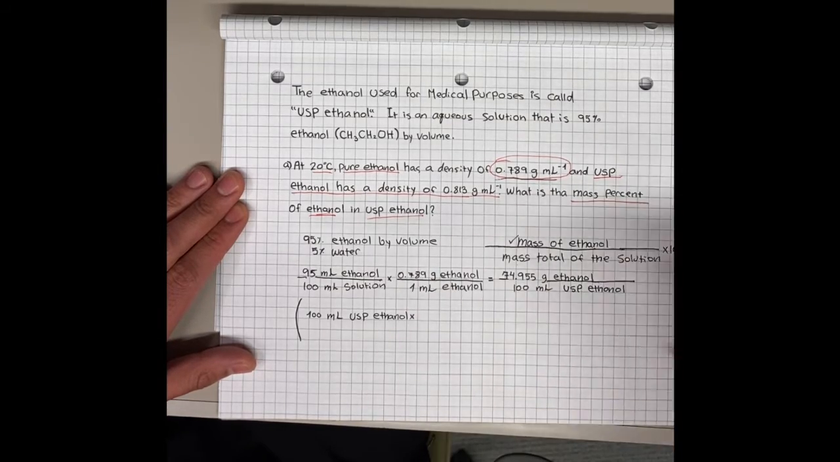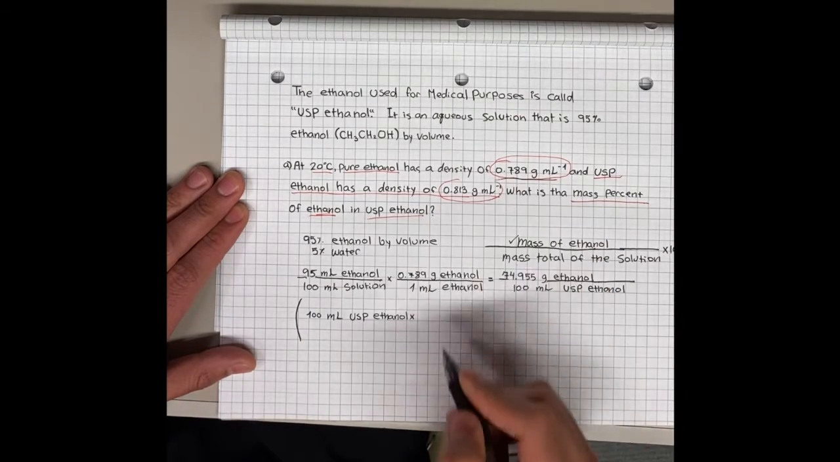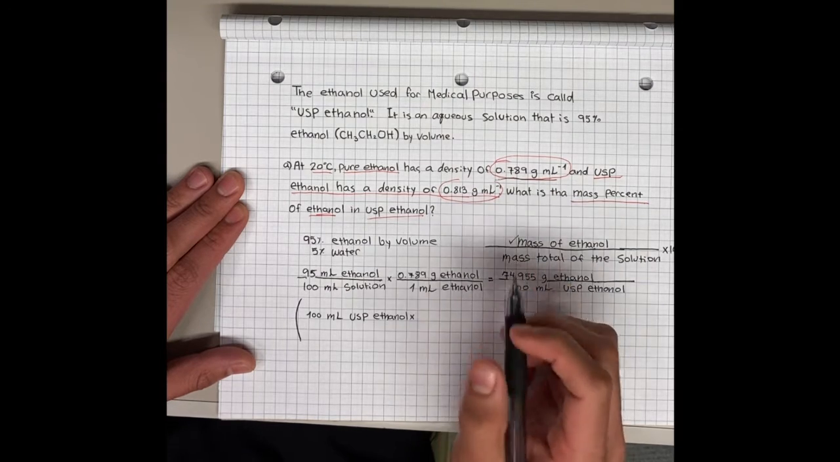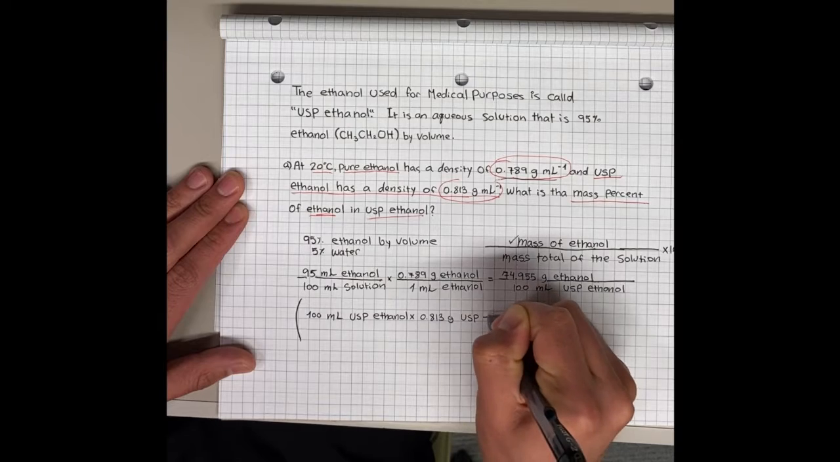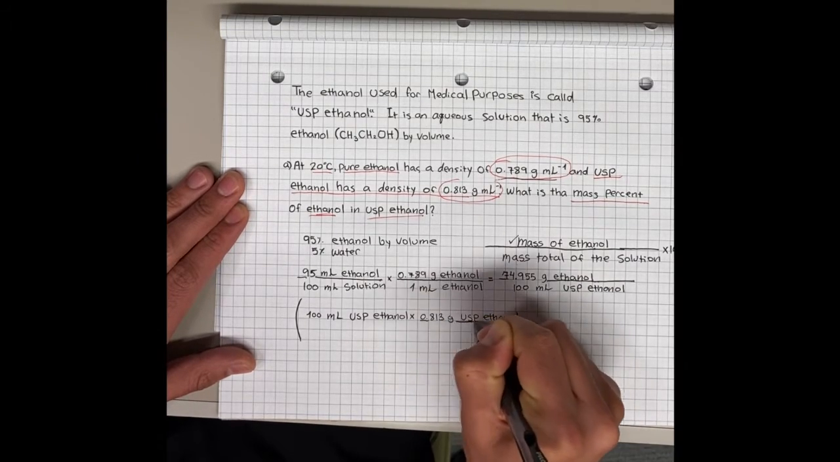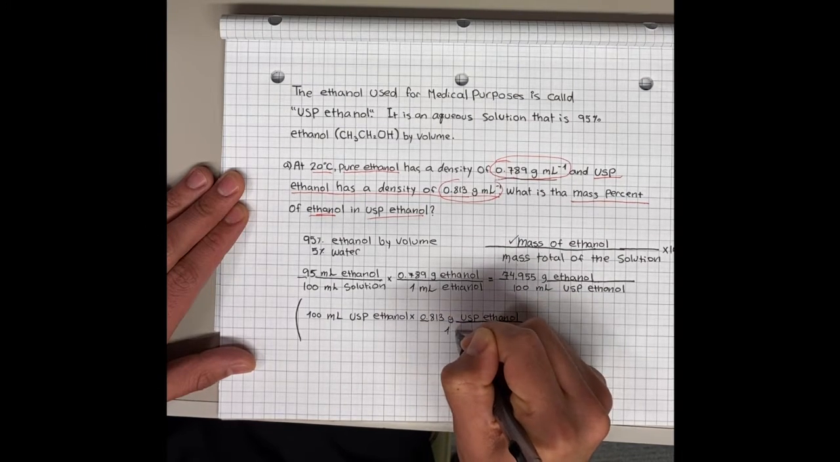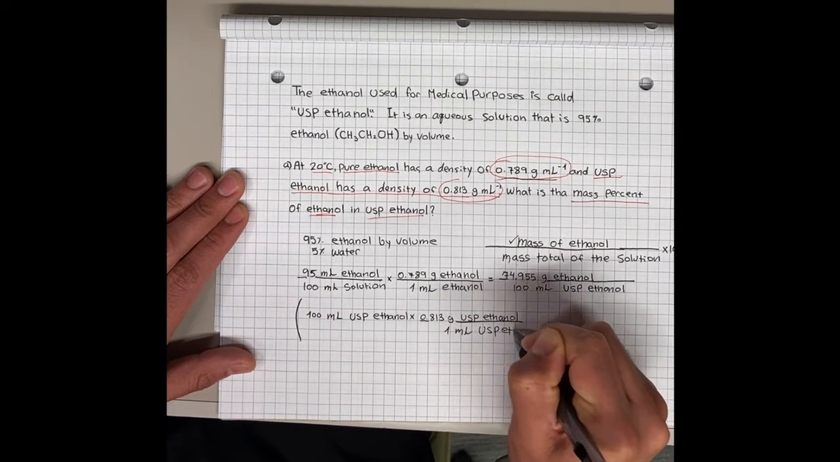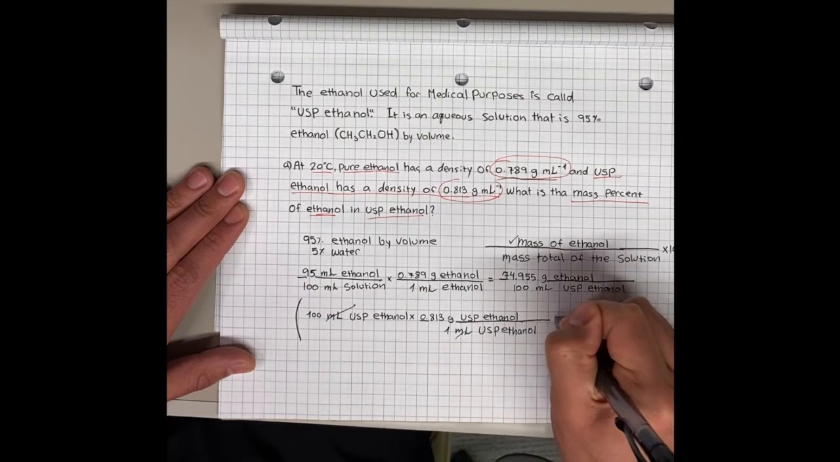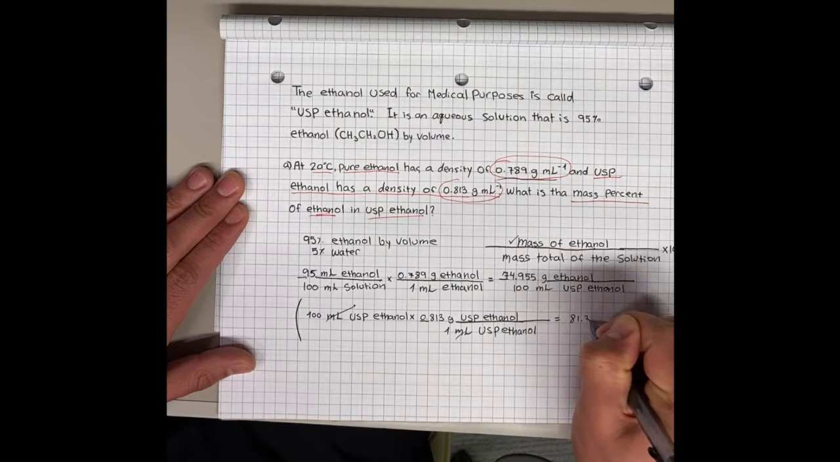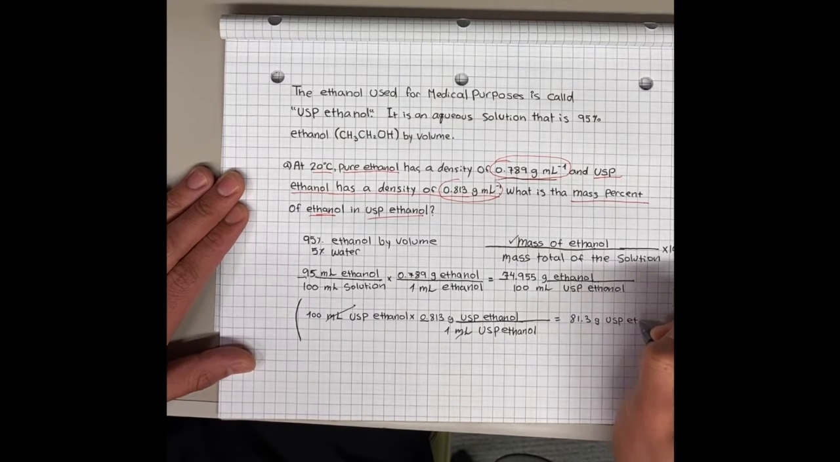And the density that I'm given here is that for every milliliter of the entire solution, I have 0.813 grams of USP ethanol for every 1 milliliter of USP ethanol. Now the units of milliliters are canceling out, so I'm left with 81.3 grams of USP ethanol for every 100 milliliters of USP ethanol solution.